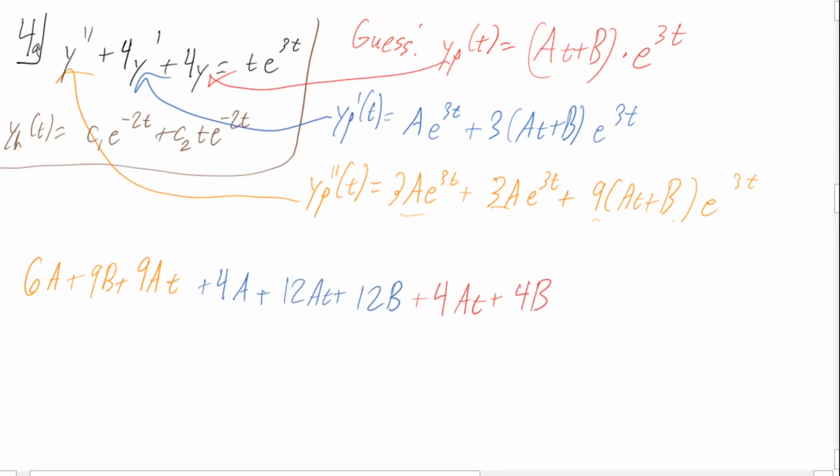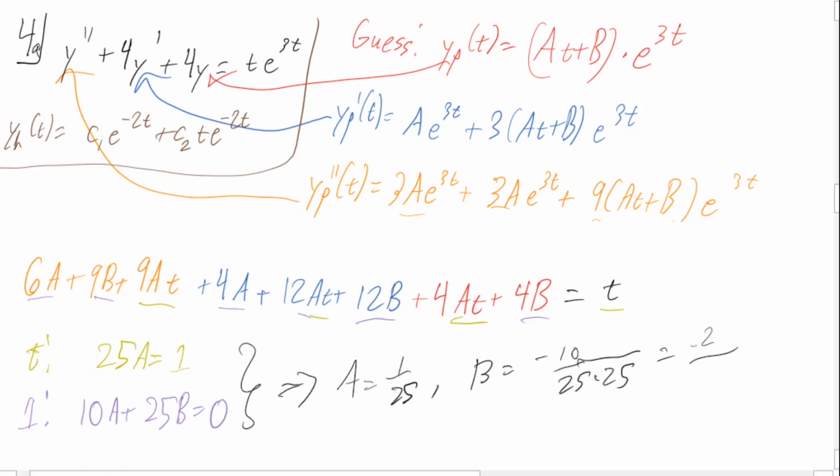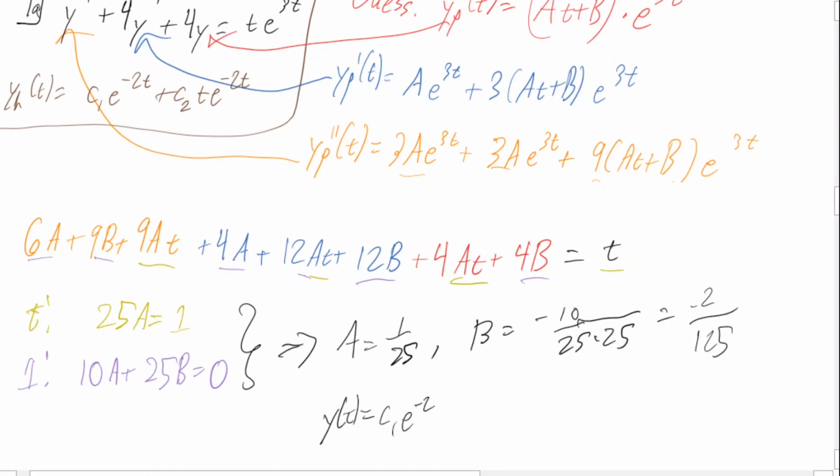So we could divide that out, and then just solve for a and b. And then once we have a and b, it's similar to the previous ones where our general solution is the homogeneous solution plus the particular solution.